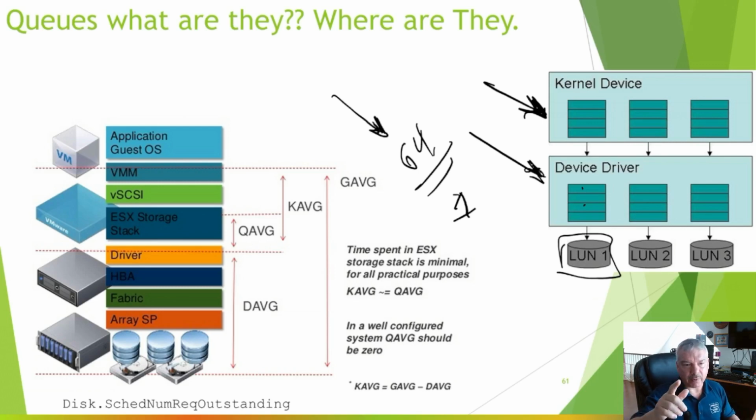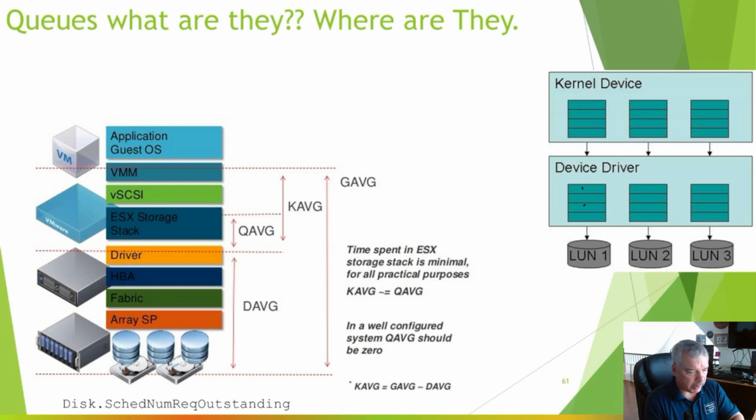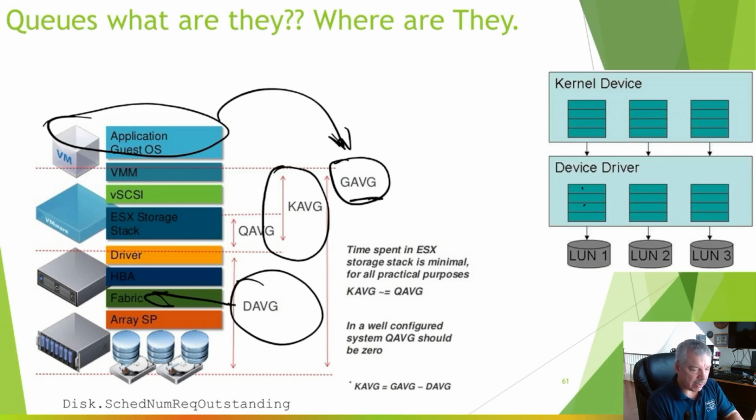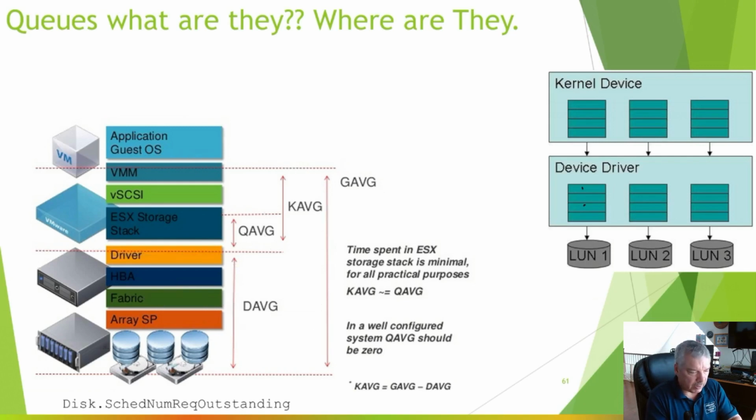And I'll show you a couple of things here on that. So this picture illustrates the guest average latency. Here's your VM at the top. This guest average latency is a combination of the kernel latency and the device latency. The device latency is down here in the physical part: the device driver, the card, the physical disk. Most of the time the issue is down here, to be honest with you.